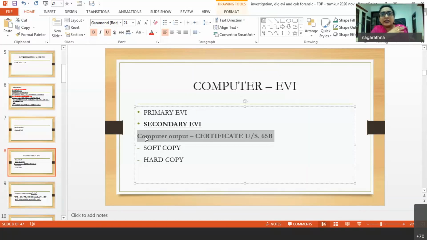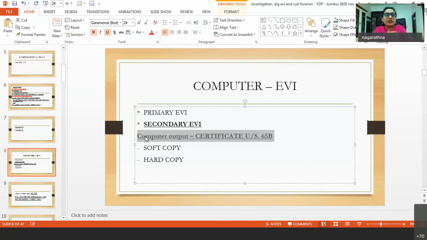You'll also say that to the best of my knowledge, the above contents are true, and you'll sign on it. So you're giving the CD or a printout with the certificate. Now, if you don't give the certificate, the court will not accept this output as evidence.